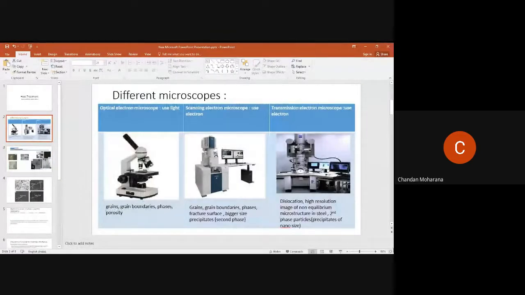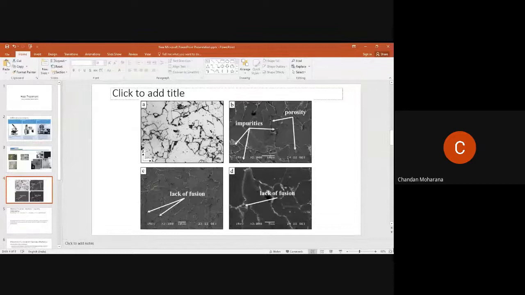These are welded images after doing welding and all.